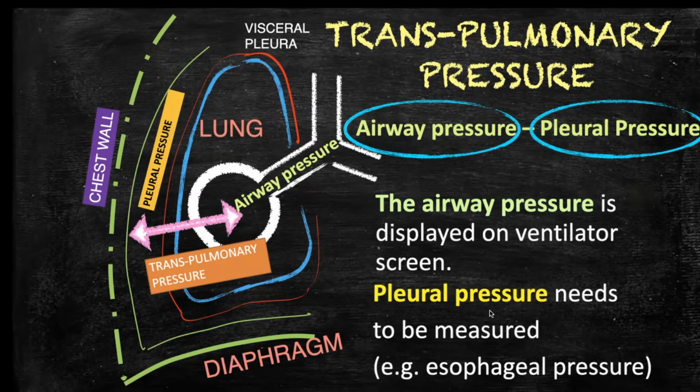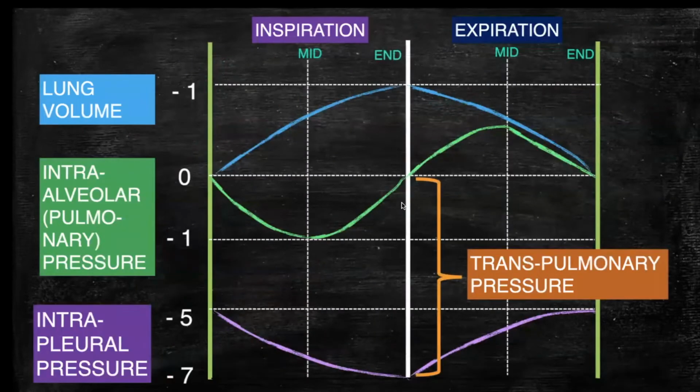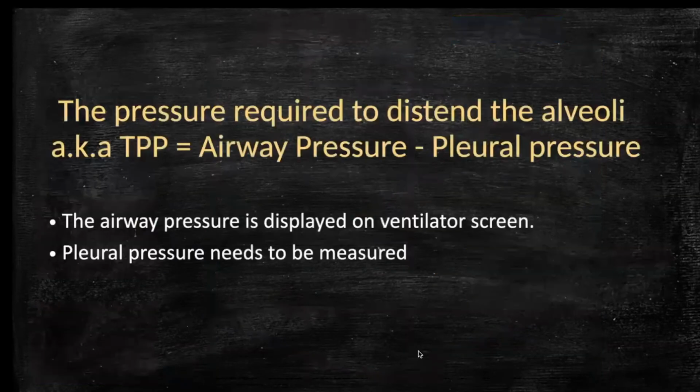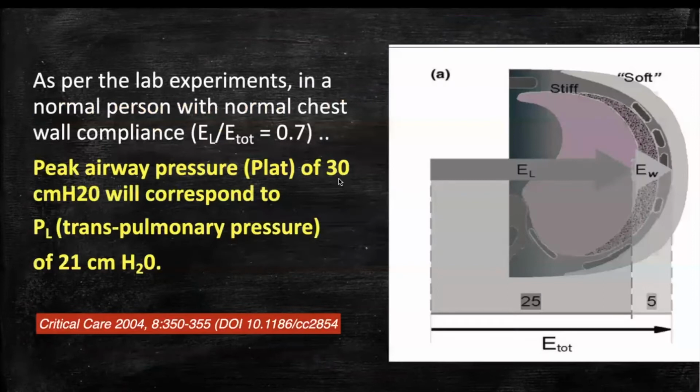And when you take the difference between the airway pressure, which is displayed on the ventilator screen, and the pleural pressure, you get transpulmonary pressure, which is the actual pressure across the alveoli and used to open only the lungs without including the chest wall in the equation. So this is the transpulmonary pressure, the difference between the alveolar pressure and the pleural pressure. So the pressure required to distend the alveoli, or transpulmonary pressure, is the difference between airway pressure and the pleural pressure, as we saw just now.